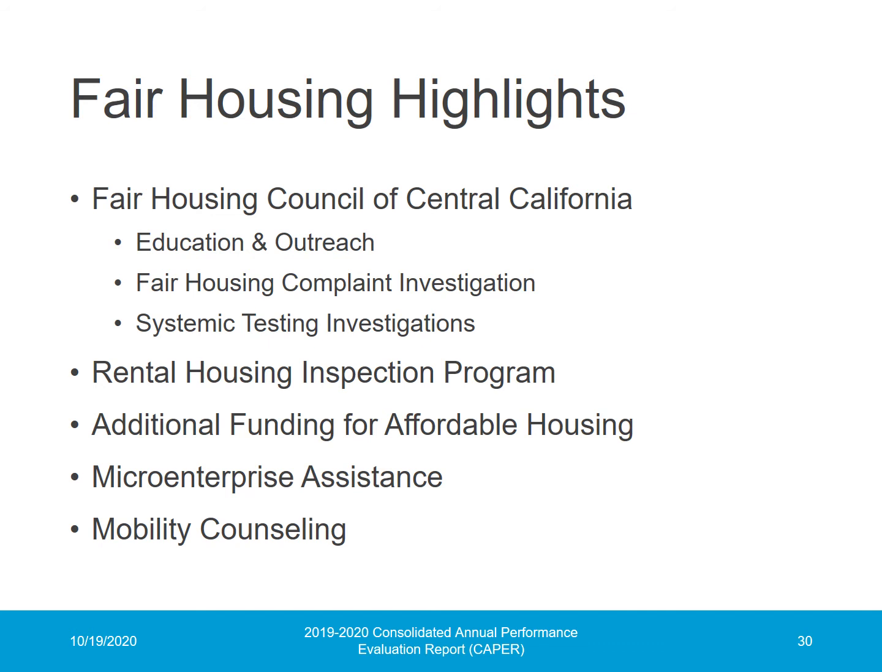FHCCC also conducted a systemic testing project in Fresno. The target area of the testing was all available new home developments on the basis of race and familial status. During the program year, 16 paired tests were completed. 5 paired tests were conducted on the basis of race, and 11 paired tests were conducted on the basis of familial status. Results show that persons of color suffered some form of housing discrimination, i.e., refusal to rent, lying about availability, or imposing different rules, terms, or conditions of tenancy 48% of the time.